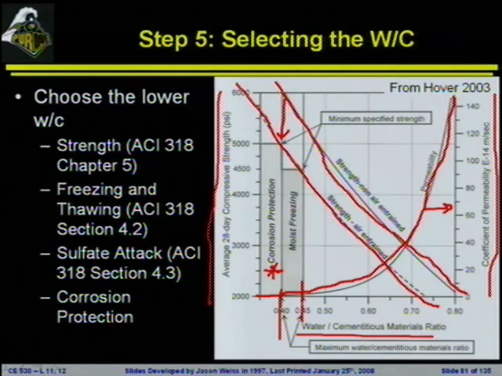So the idea behind this graph is, all of a sudden you can look pretty quickly and remember all of the main points that you need to be considering. You want to choose the most conservative water to cement ratio for strength, freezing and thawing, sulfate attack, and corrosion protection.